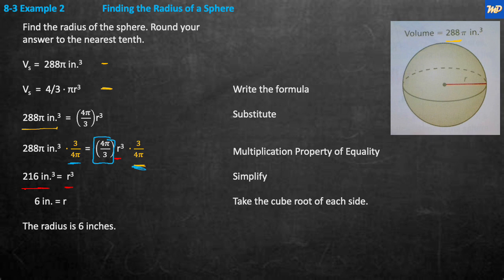And we want r. So what do we have to do? We have to take the cube root of both sides. Well, if you do that on your calculator, you just say cube root of 216 and you end up with 6 inches. The radius of this sphere is 6 inches.